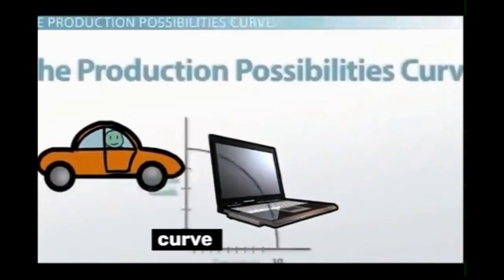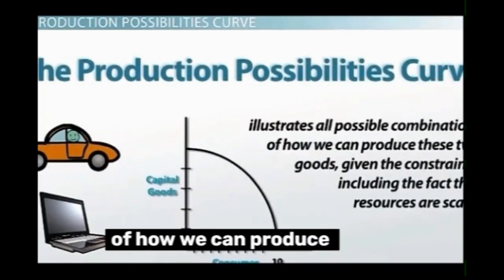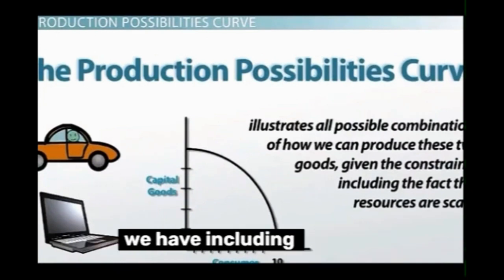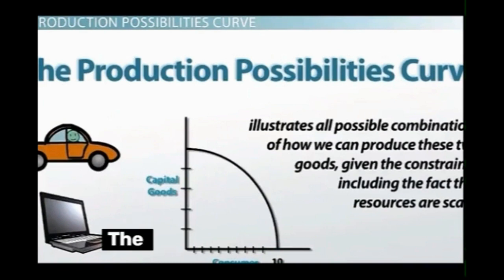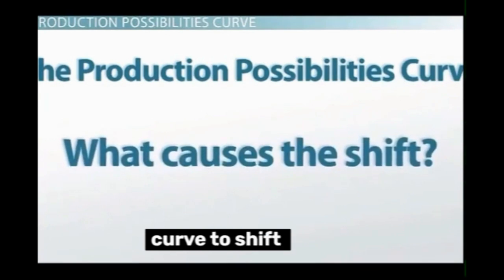The production possibility curve illustrates all the possible combinations of how we can produce these two goods, given the constraints we have, including the fact that resources are scarce. The question we're answering in this lesson is, what causes the production possibilities curve to shift?